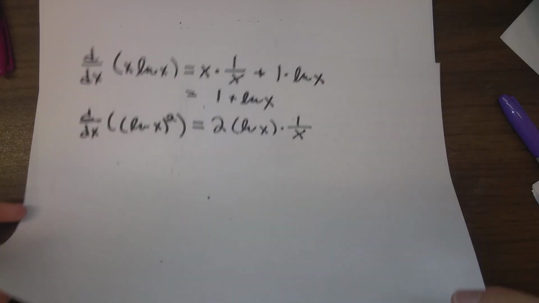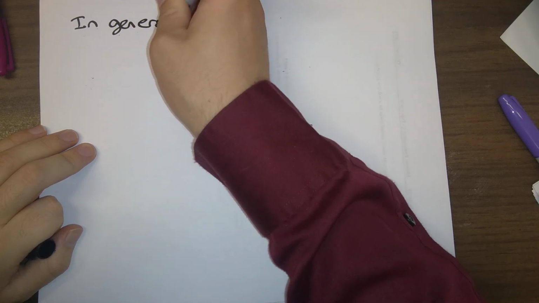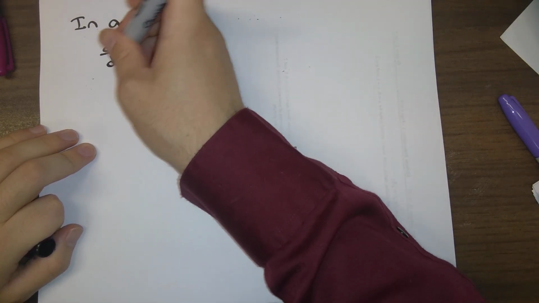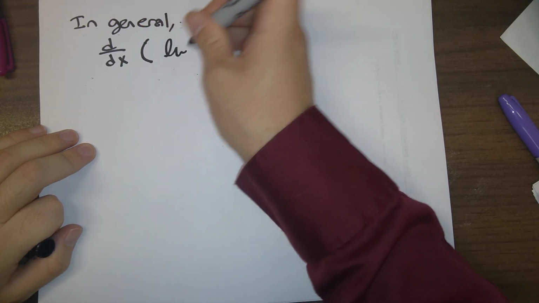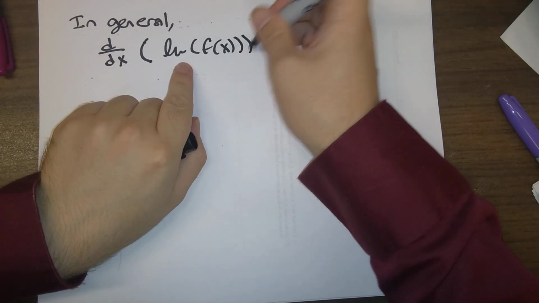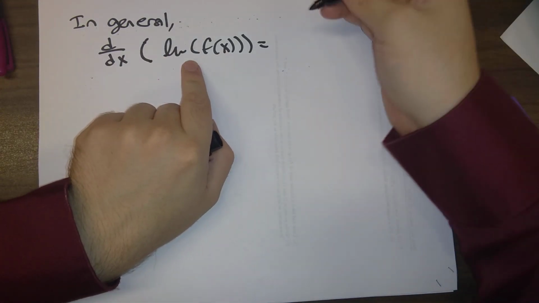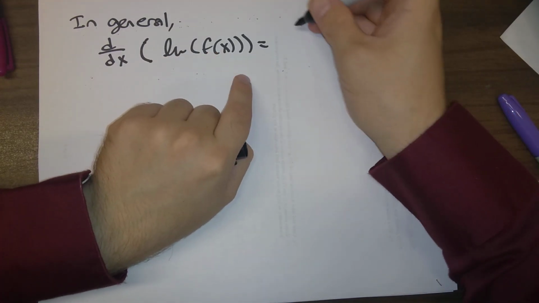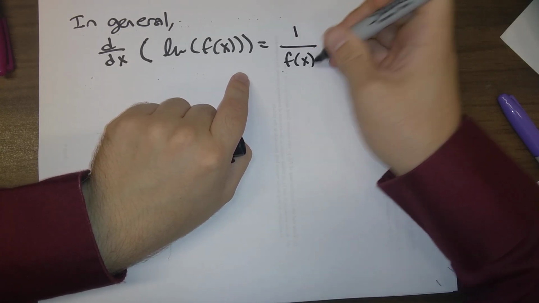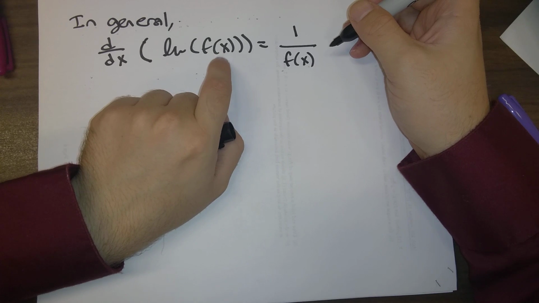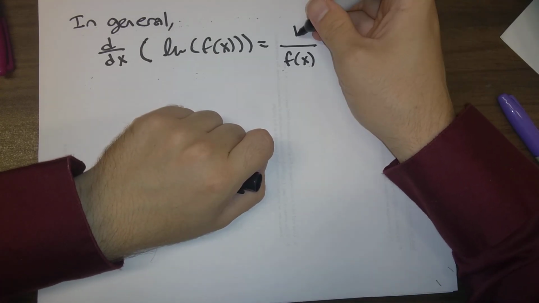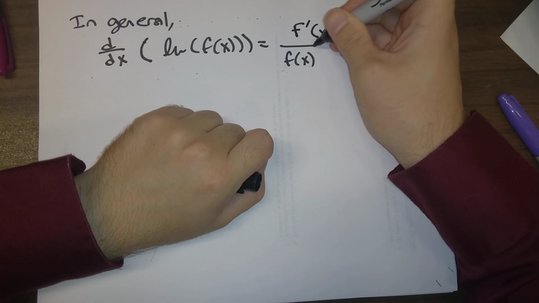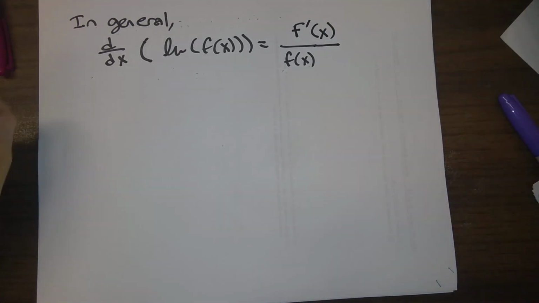More examples: we can do a chain rule kind of thing here. In general, the derivative with respect to x of natural log of f of x is, well, the derivative of natural log of something is 1 over that thing, but then the chain rule says we have to multiply by the derivative of what's inside, and the derivative of what's inside is f prime of x. So this is a nice, useful formula.